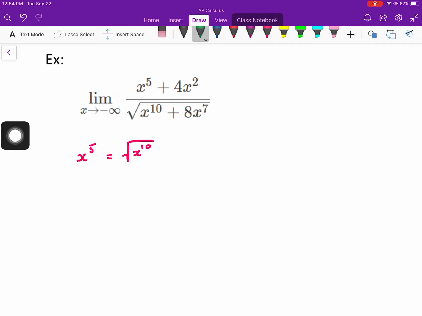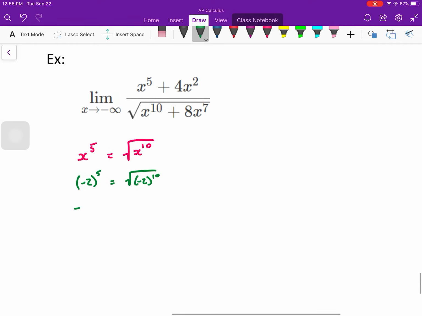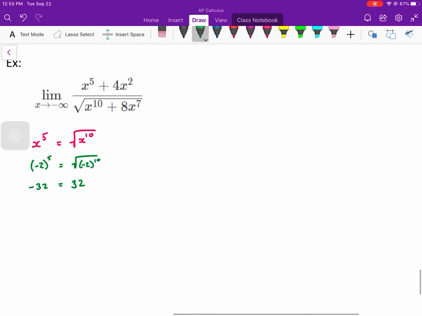So what if I were to plug in, let's just say, for example, a negative 2. And over here, we'd plug it into that x as well. Let's see if it's truly equal. Negative 2 to the 5th is going to be negative 32. And then over here, square root of 2 to the 10th is going to give us a positive 32 instead, because anything to the 10th power is going to become positive, and we can't even square root a negative number.